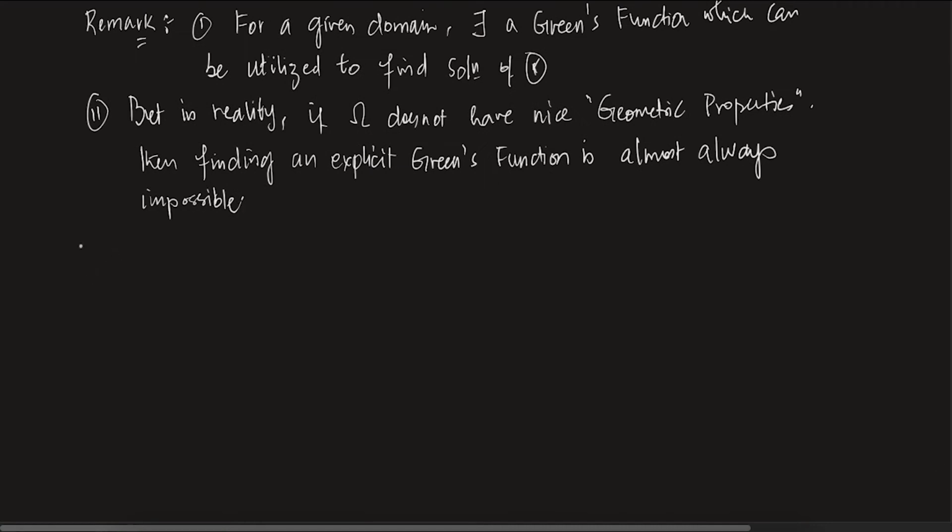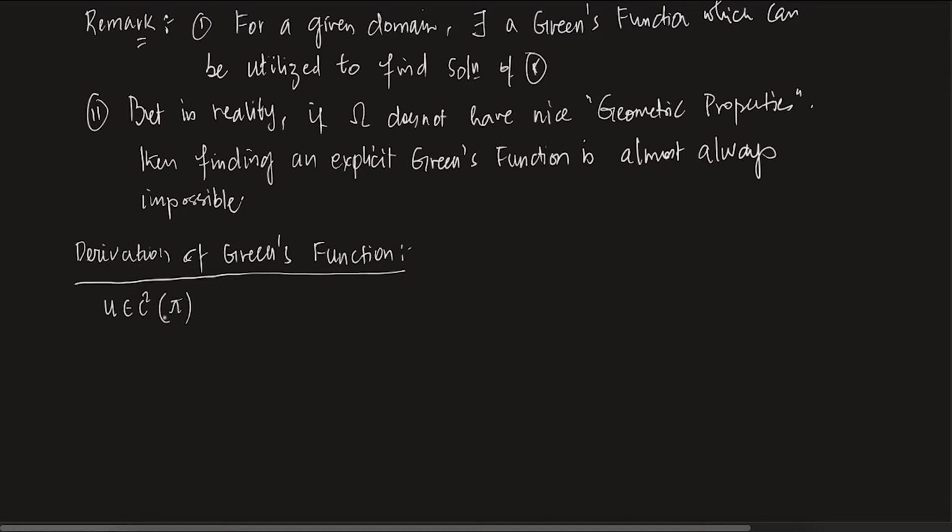So, proof. Basically the derivation. I'm doing the derivation of the Green's function. Let's say I'm starting out with a u which is in C2 of omega bar. There is nothing special about this u. I'm not saying that this is Laplacian of u equals 0 and all that. Nothing. It's just an arbitrary function.